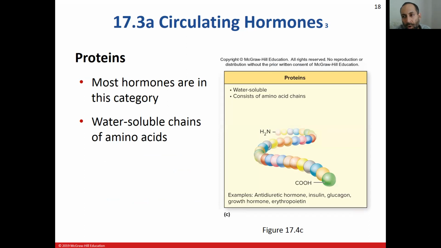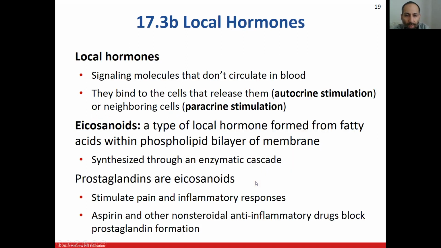And then you have the protein hormones. And this is the widest category. Most hormones are protein type. And so these are water soluble as well. And here are some examples of what those water soluble hormones are. ADH, like antidiuretic hormone, insulin, glucagon, growth hormone, erythropoietin, all of them. These are protein hormones. Okay.